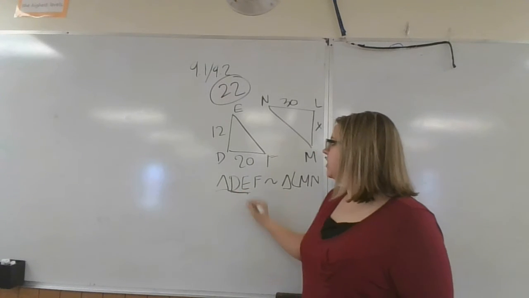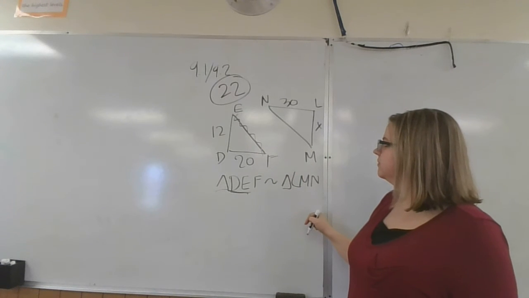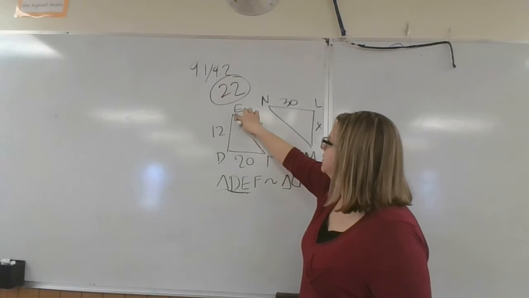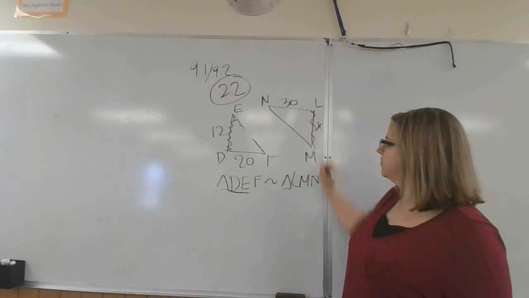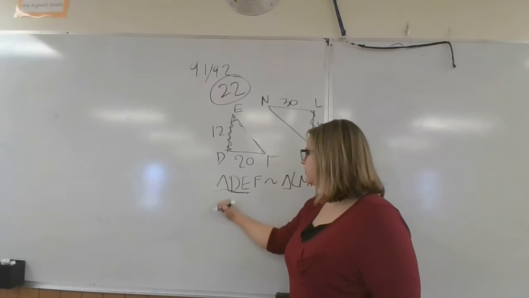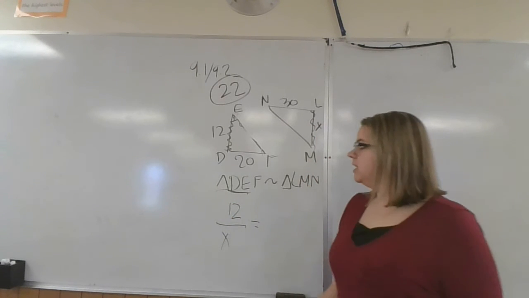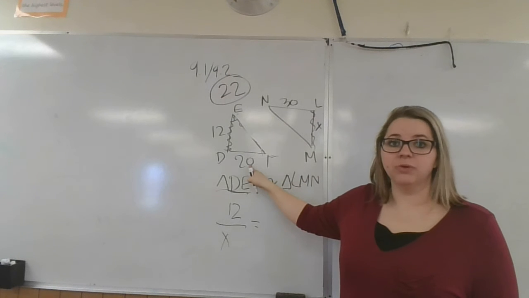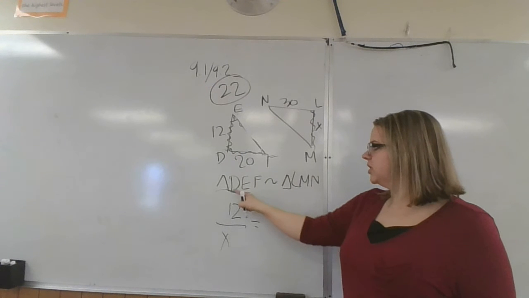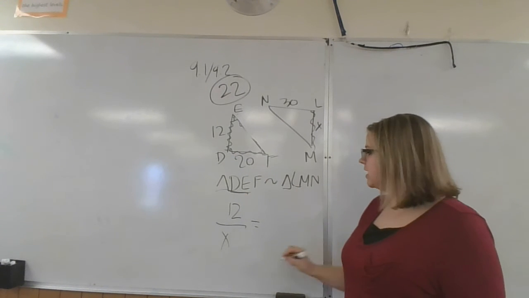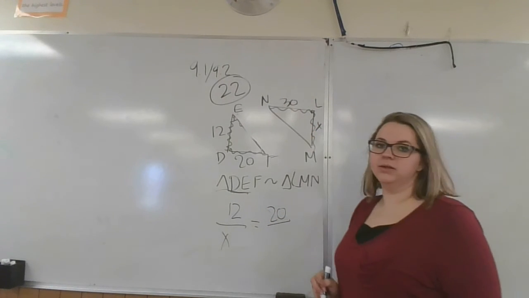Now DE goes with side LM. Right, here's DE. DE goes with LM. So I'm going to put 12 over x. Now, since I started with this triangle, I have to start with this one again. So here we have now DF. If I look on this triangle here, DF goes with LN. So I have 20 goes with my LN, 30.